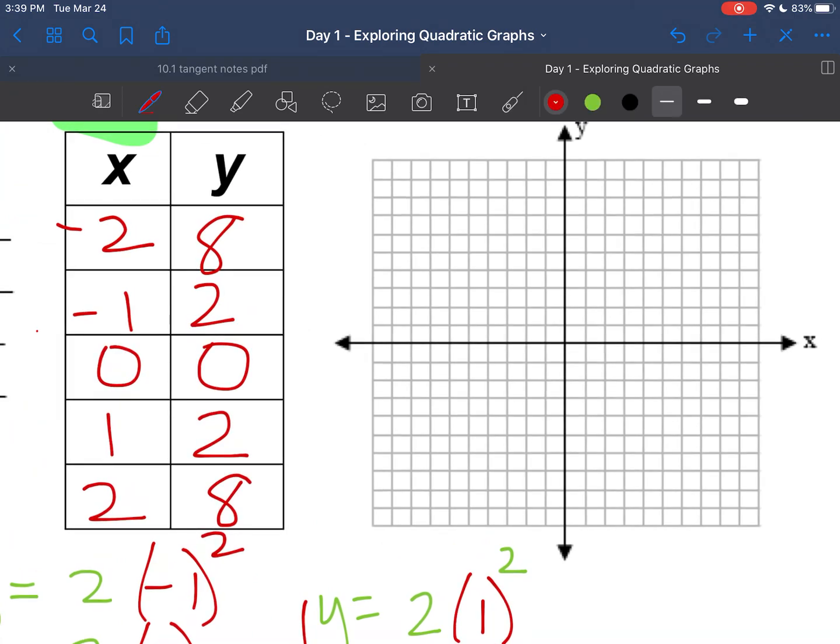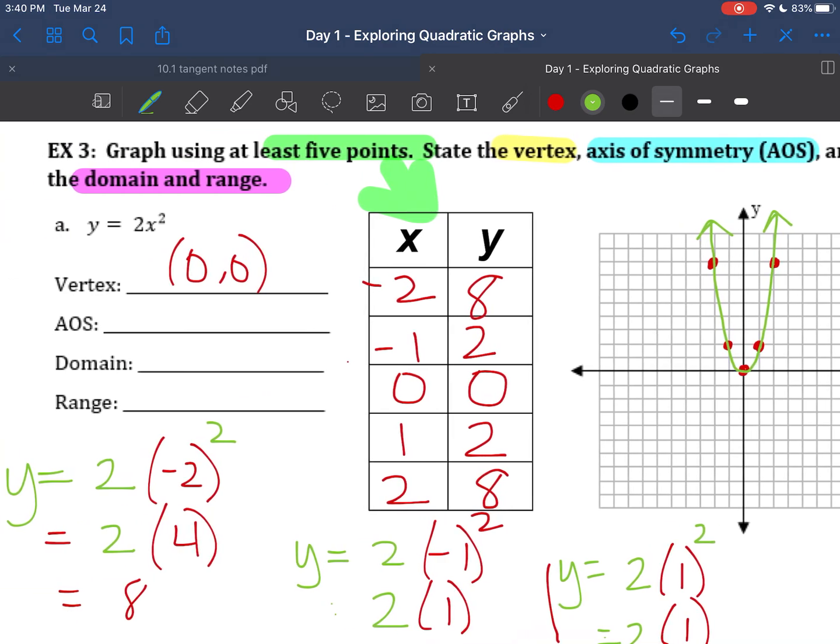All right, so we've got negative 2, 8. So I'm going to go left 2 and then down to 8. Oh, you know what? I did that wrong. Sorry. We need to go left 2 and up to 8. There we go. Negative 2, positive 8. Negative 1, 2, 0, 0. 1, 2. And then positive 2, positive 8. And then you are going to make your parabola curve through your points, just like that.